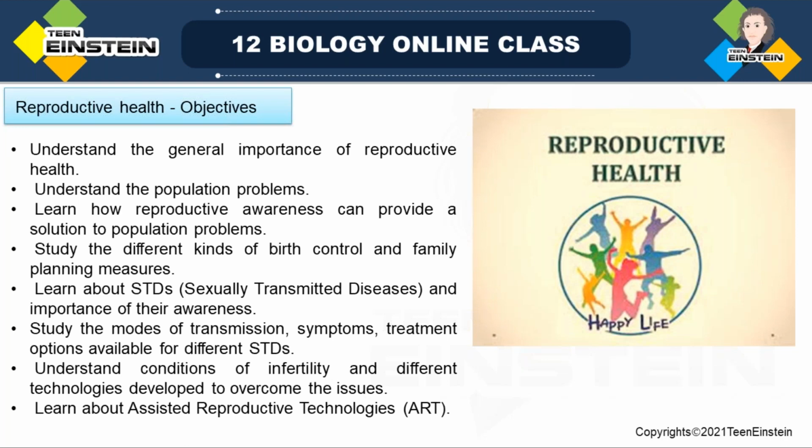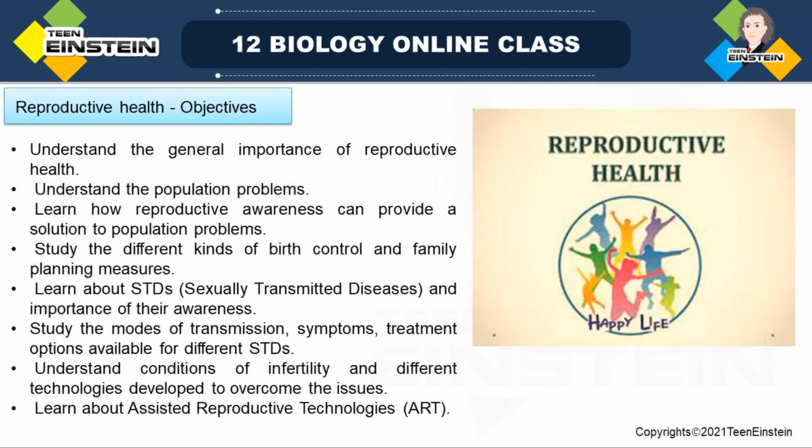So the government has taken initiative for such programs. So that kind of awareness and condition, different technology issues. Infertility is another problem which people are facing. So there are different technologies which are developed to overcome this issue. Then assisted reproductive technologies. These are the main objectives of reproductive health programs.